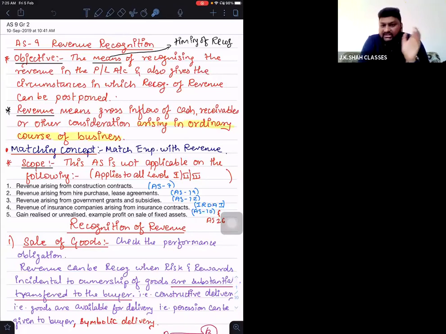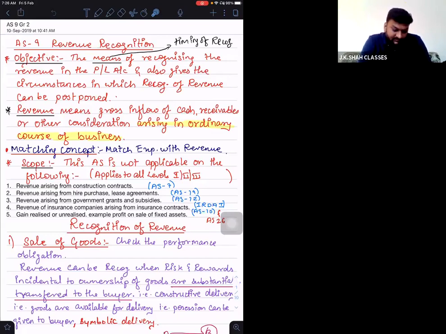Means you can take barter exchange over here, that you provided some services, but against that you got an iPhone. That is possible, right? You sold 100 kg of rice, and that party did not pay you cash, but the party gave you 75 kg of sugar. That is possible. That is called other consideration, right?